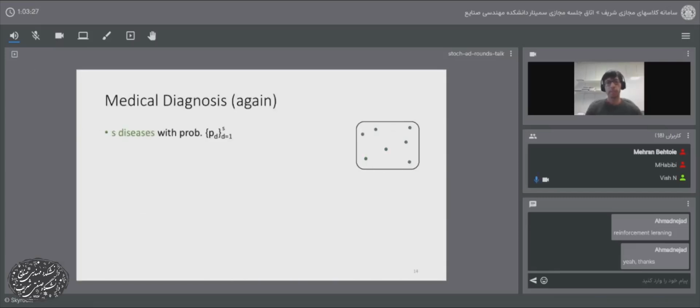Let's now revisit the medical diagnosis application and formalize that again as a special case of stochastic submodular cover. So we now have some number of diseases. So let's say there are S diseases, where every disease has some probability of occurrence. The items in the submodular cover problem are going to be the diagnostic tests. So remember that every test is going to display a positive result on some subset of diseases, like that one, and a negative result on the other subset of diseases.